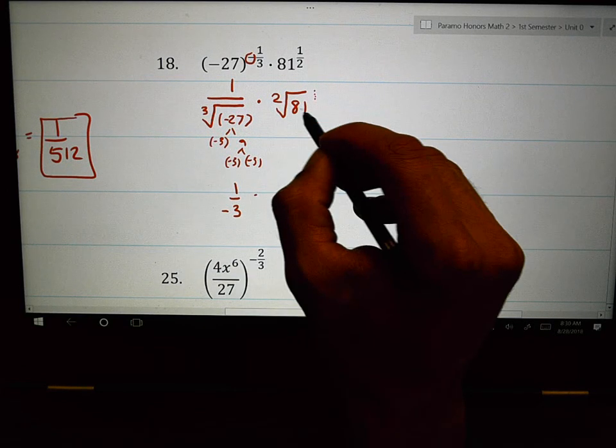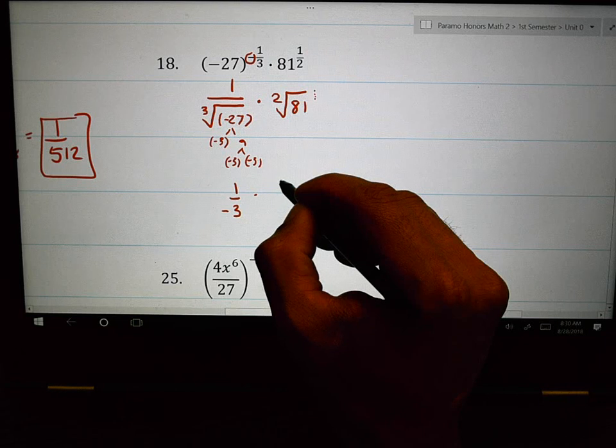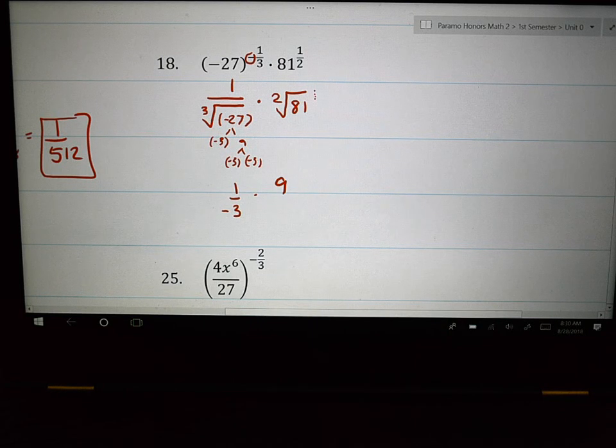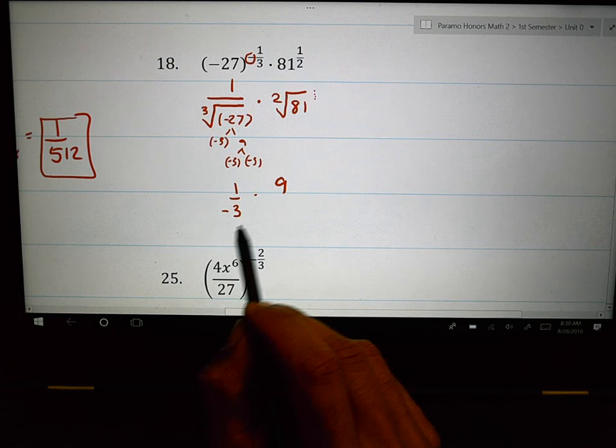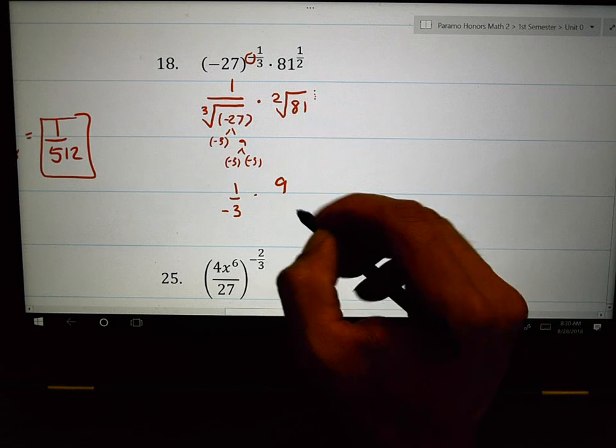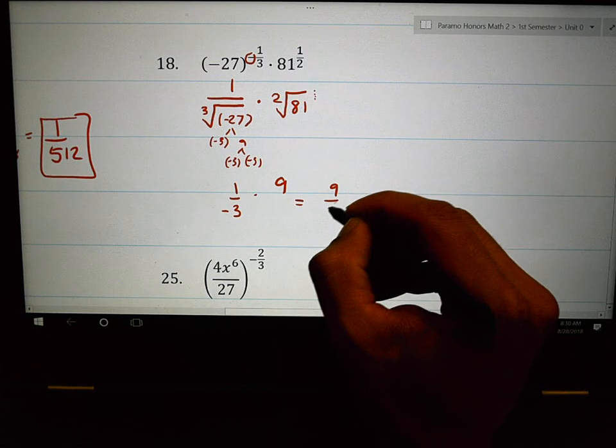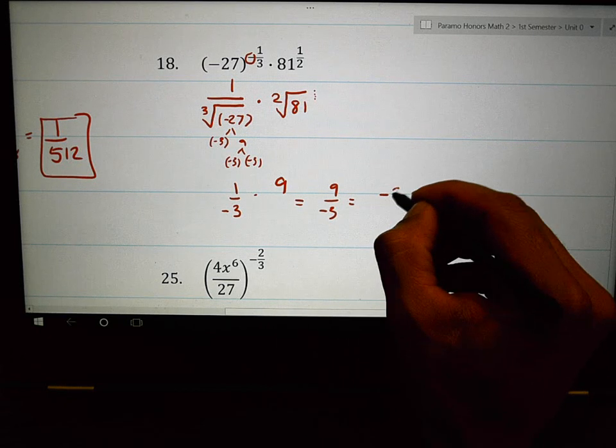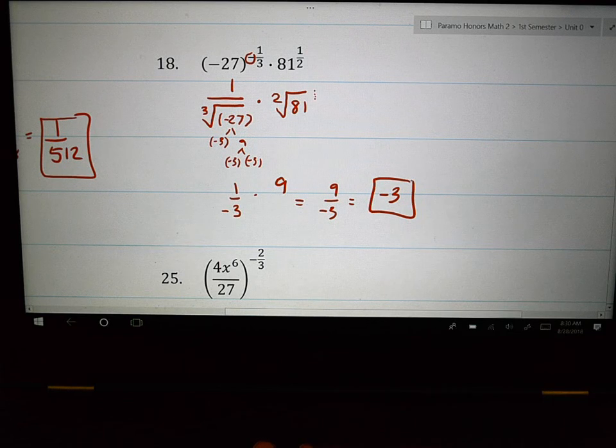The square root of 81, I bet you guys know what that is. It's just 9. Then you have negative 1/3 times 9, which is 9 divided by negative 3. And my final answer is negative 3.